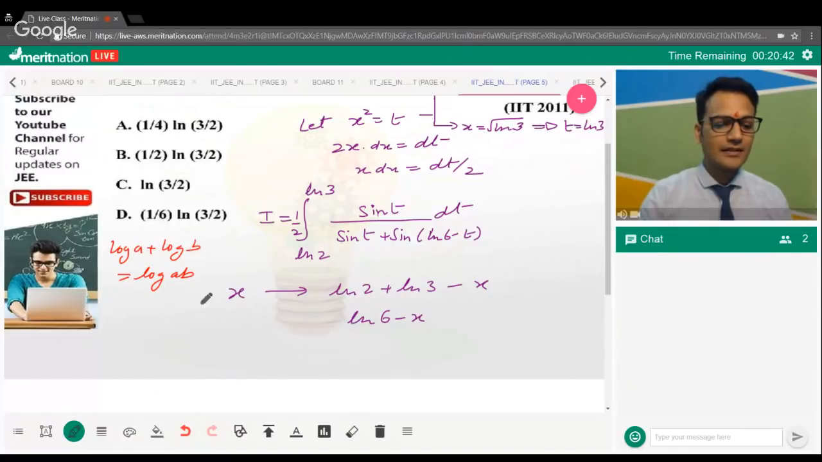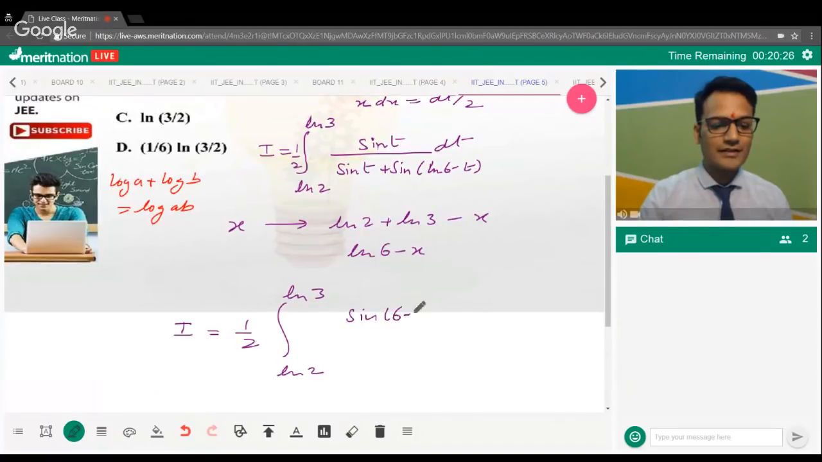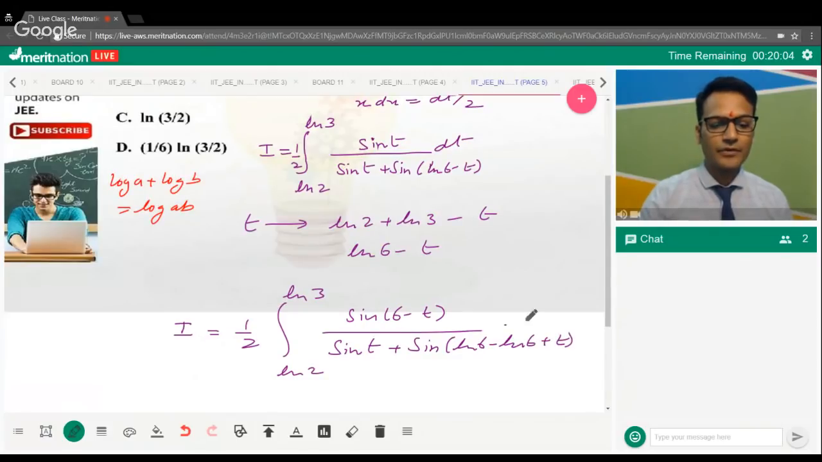So f of this will be equal to f of this if I'm putting it inside the integration. So I can say this I turns out to be equal to 1 upon 2, which was already there. So this turns out to be sine of ln 6 minus x. Sorry, ln 6 minus t in this case. It is t, not x. You can replace it with t everywhere, because it was t. Sine t plus sine of ln 6 minus t, dt.